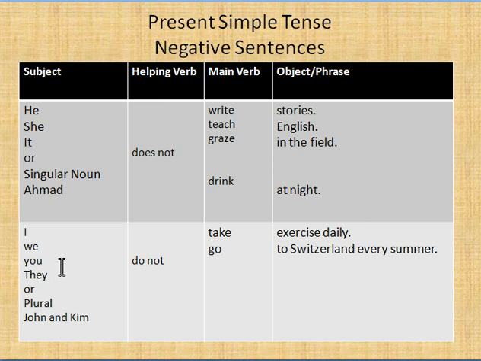If you have I, we, you, they, or plural nouns like John and Kim, the students, the teachers, we add do not in sentences to make them negative. I do not take exercise daily. We do not go to Switzerland every summer.